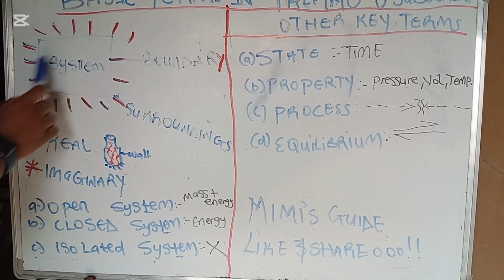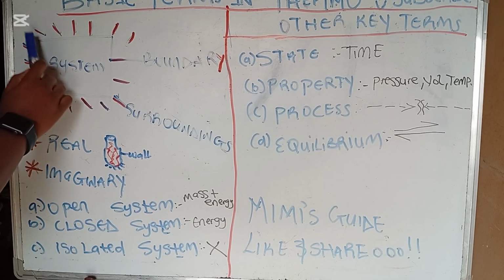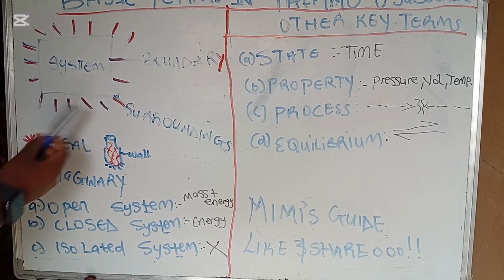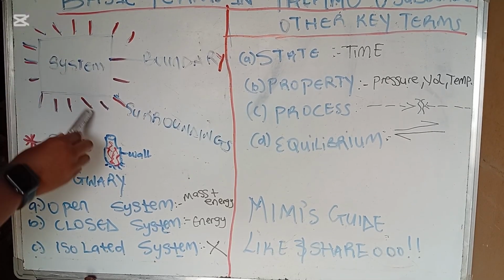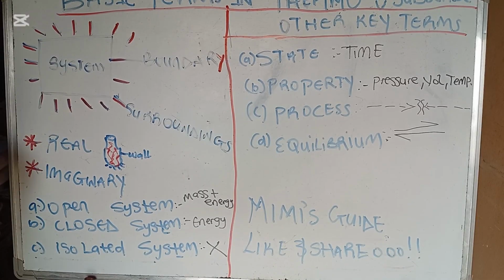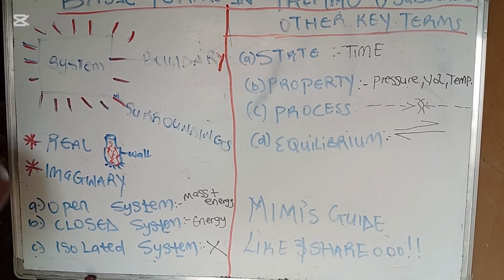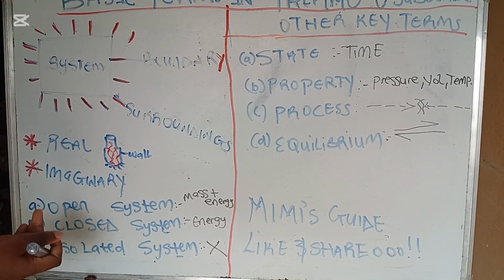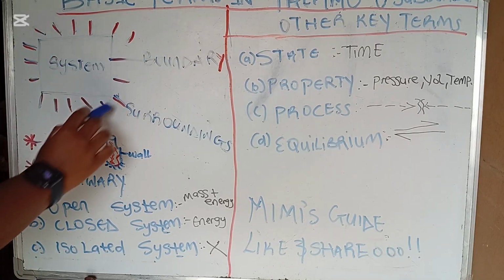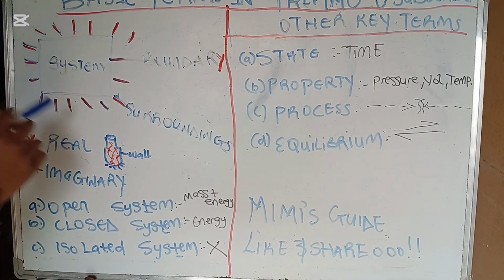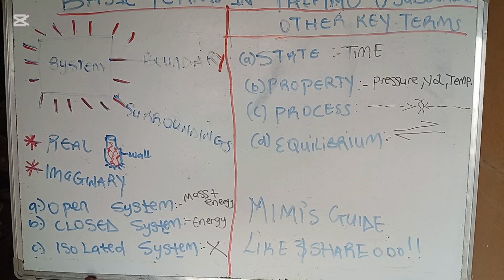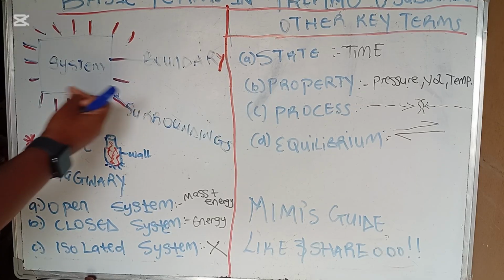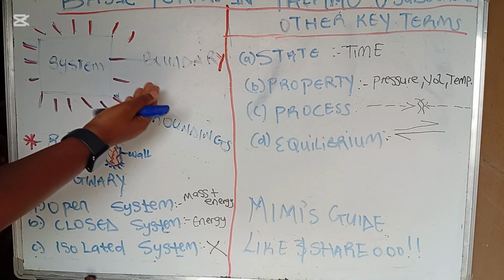Now, as you can see on the board, you can see this square box. This is our system. Here we have the boundary, and all this, these are the surroundings. So what then is a system? A system is basically the part of our universe which we are studying today. Everything outside the system automatically gives us the surroundings. Now, the surface that separates the system and the surroundings is what we know as the boundary.